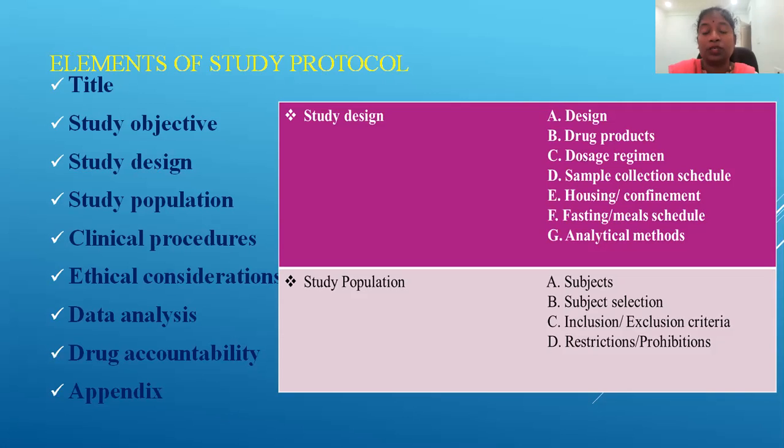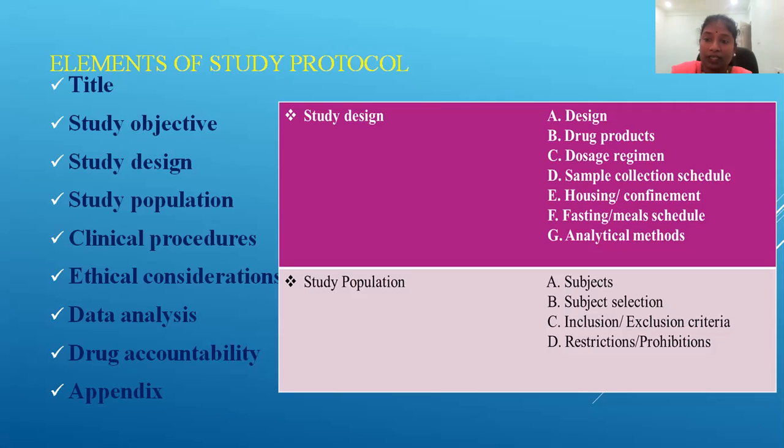And the next one is drug products. Which formulation you are taking, whether antihypertensives, anti-diabetics, or antibiotics, which products you are taking, that we call drug products. Dosage regimen, how much per day, how many doses you are giving to the subject, is also very important. That comes under the study design also.